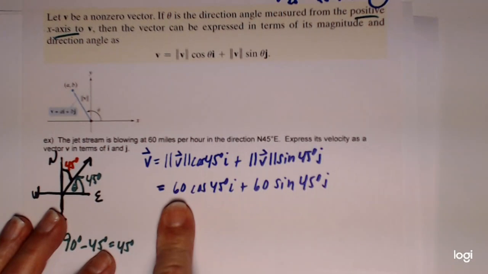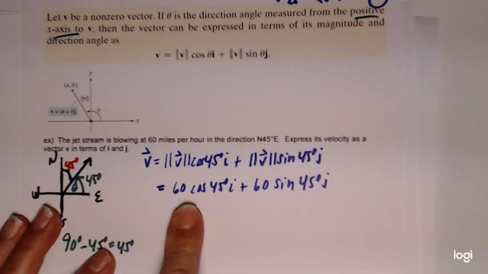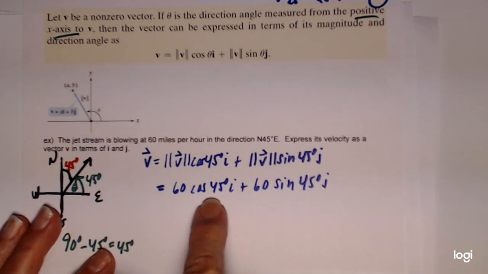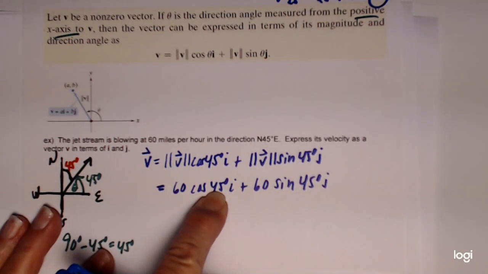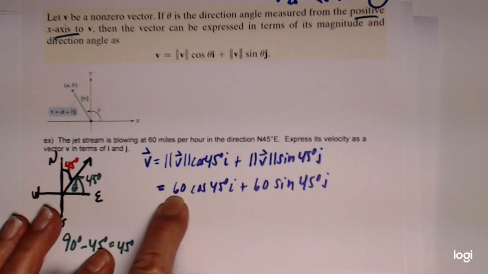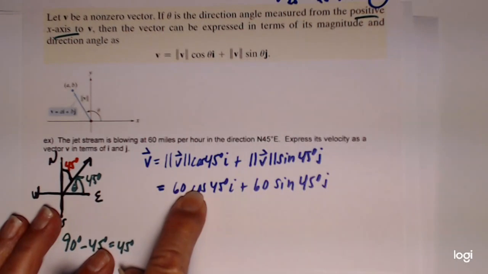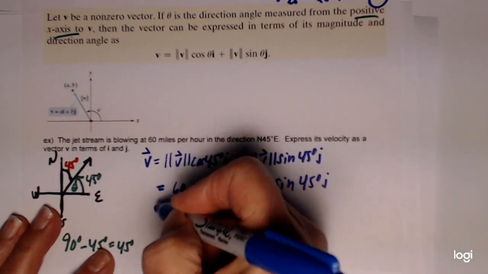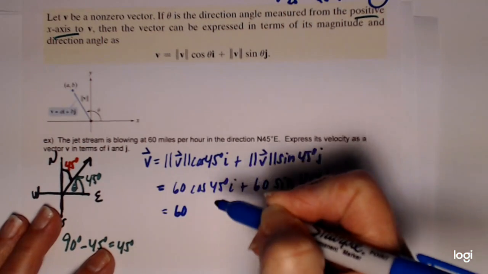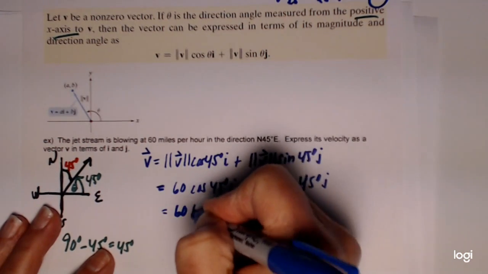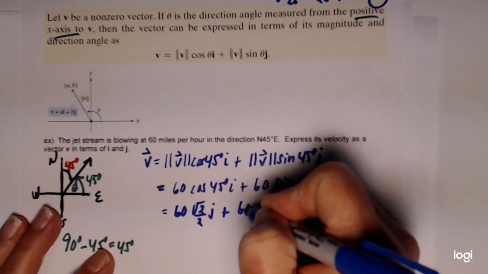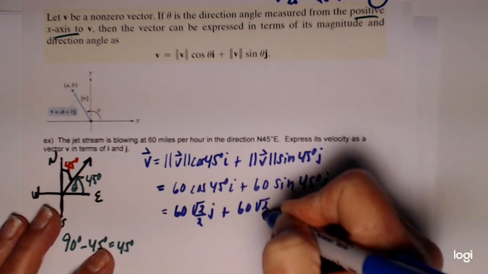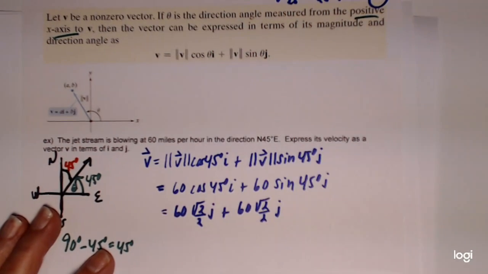Now what we have to do is evaluate this because we know the cosine and sine of 45 degrees. If these weren't 30, 60, or 45 degrees, we would use the calculator to evaluate them so we could come up with some number, some A in front of the i and some B in front of the j. So here the cosine of 45 degrees is square root 2 over 2, and then sine of 45 degrees is also square root 2 over 2.